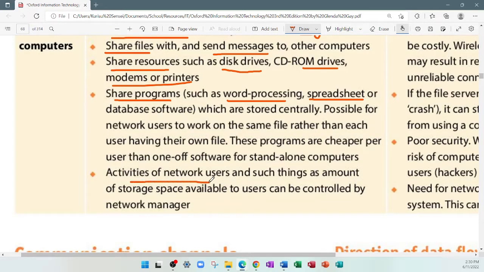So activities of network users, such as the amount of storage space available to users, can be controlled. Basically with this point here, the network is going to have what is called a network manager or a network administrator. Now this administrator can control what the employees are doing on the computer. What can they do on the computer? So that's another benefit of the network.